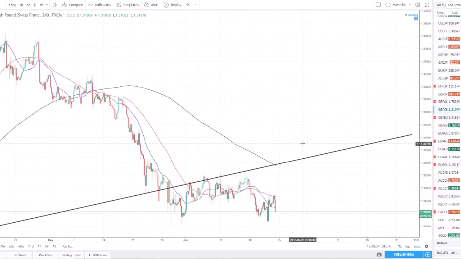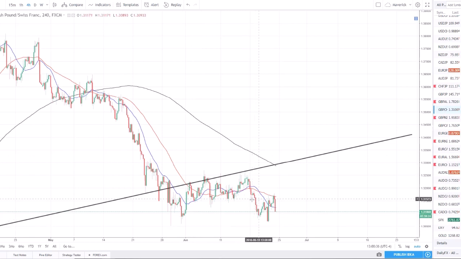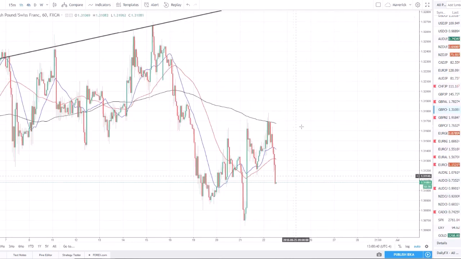Take the 4-hour. We're in a downtrend. Price is setting lower lows, lower highs, trading below the moving averages, sloping downward, all that. Take it to the hourly, we're in a downtrend. Price is setting lower lows, lower highs, trading below the moving averages, sloping lower, all that.